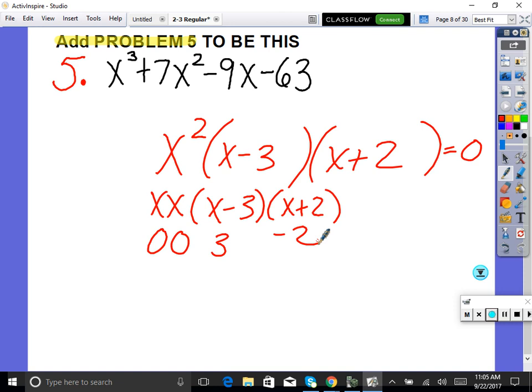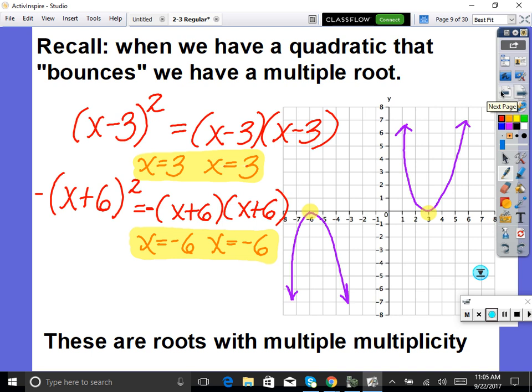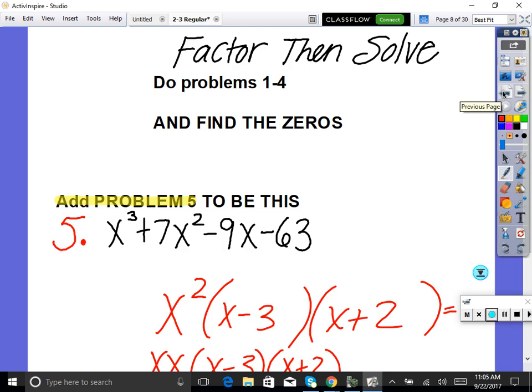And once again, we would check, is it degree 4? So we should have 4 solutions, and we do. Okay, all good? Any questions on that? Okay, cool. Okay, sweet. Have you done number 5? Okay, do that one, and then we'll move on.